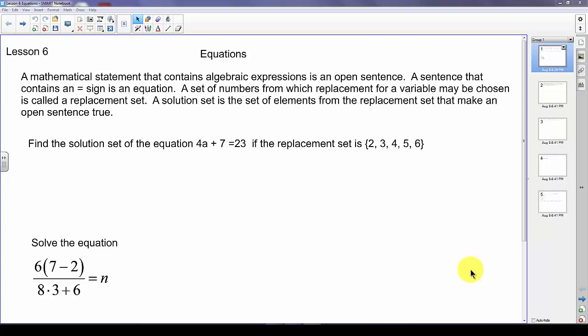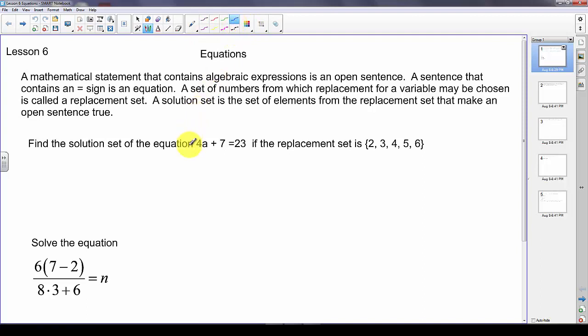Today we're going to take a look at a brief introduction into equations. If you read the statement below, you'll find we have a mathematical statement containing an expression, which is what we call an open sentence. And then if that sentence contains an equal sign, we call it an equation. So basically, what makes an equation is an equal sign.